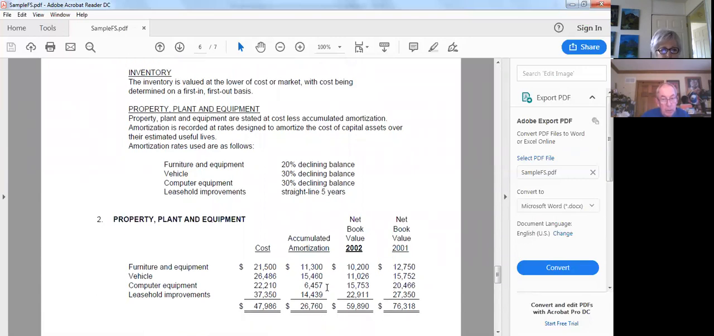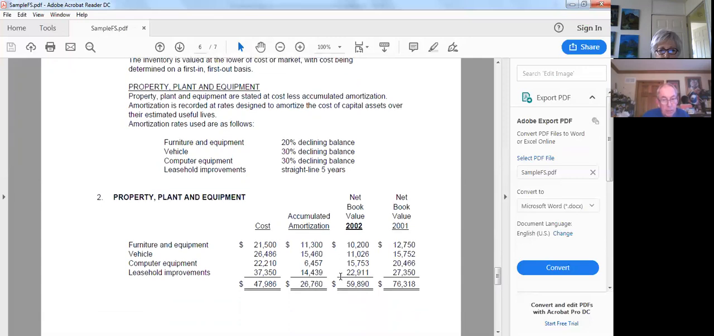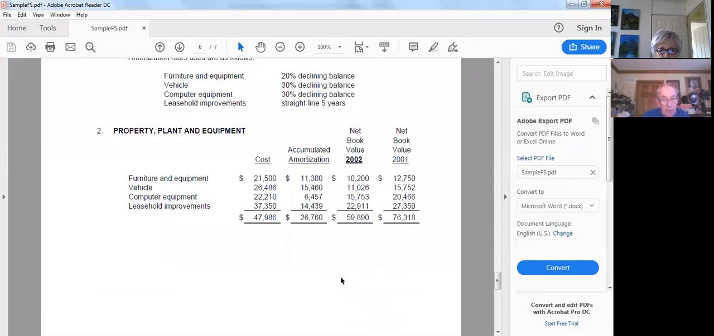So they show you the property, plant, and equipment, and if I take 12,750 and I take a 20% declining balance, that means the next year it's only worth 10,200. This shows the accumulated depreciation, which is the initial cost minus the accumulated depreciation is what it's worth now. And I do that for all the various components of my property, plant, and equipment.